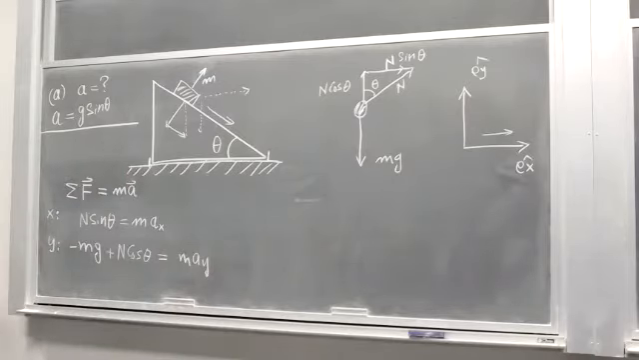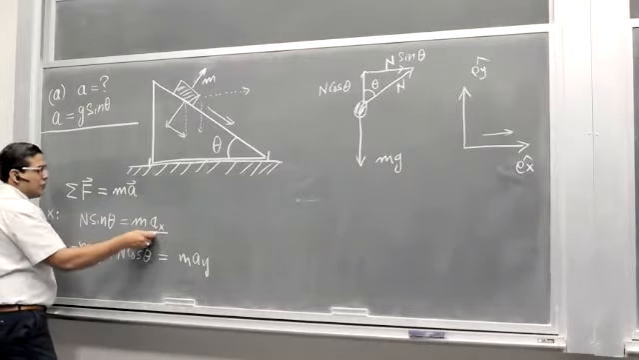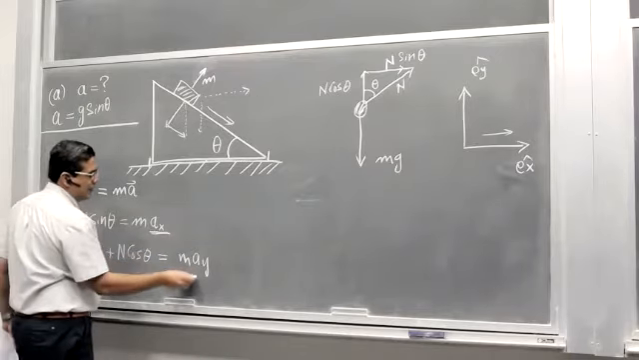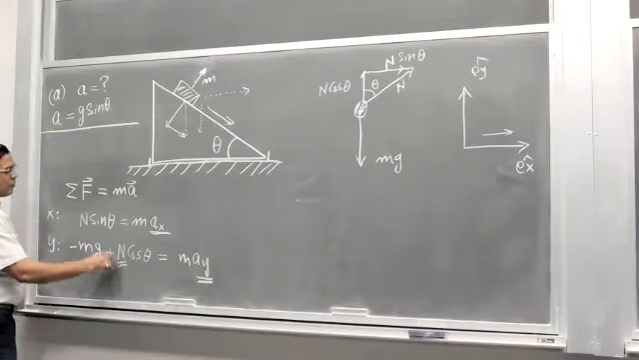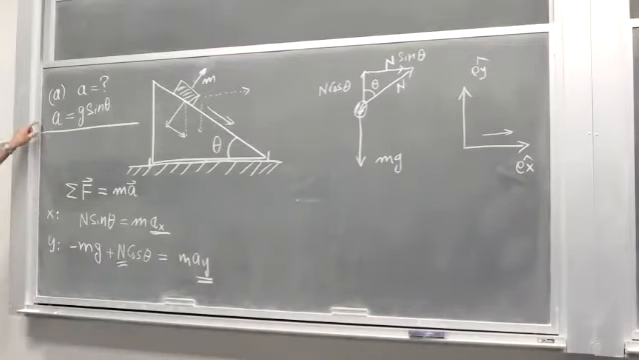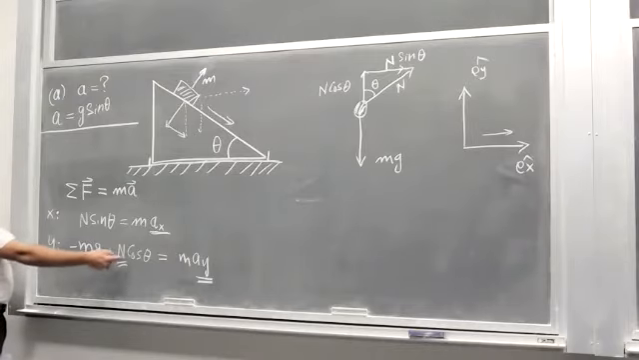So we get two equations and three unknowns. We have AX and AY, which we don't know, but we also don't know what the normal force is. In this case, it's relatively simpler because we get a very simple constraint equation and we assume that there is no acceleration in the direction of the normal force. So that just simply gives us the normal force.